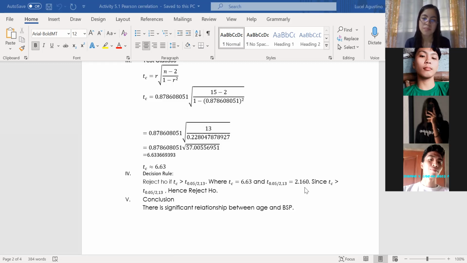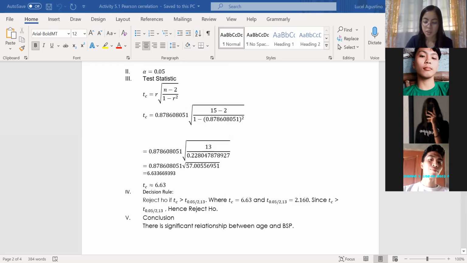Reject H0, ma'am. Okay, reject H0, because the T computed is higher. So now our conclusion is that there is a significant relationship between age and SBP. So that is the Pearson R correlation. Do you have any questions?